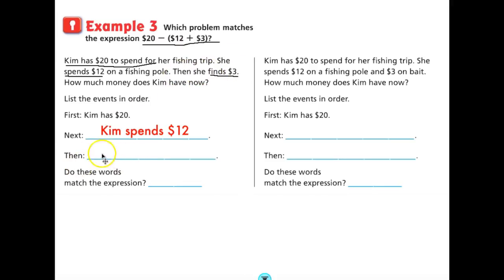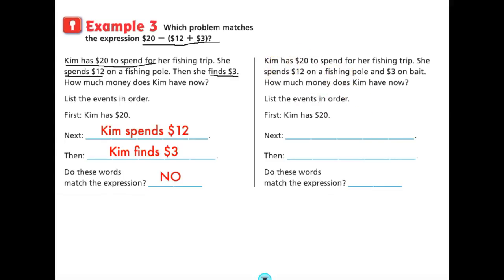Then our next event is she finds $3. So if Kim finds $3, would we want to add that to the $12 that she spent? Would this match this expression up here? The answer is no. This does not match because she spends $12, but if she finds $3, we would want to add that $3 to the amount that she has, not add it to the amount that she's spending.